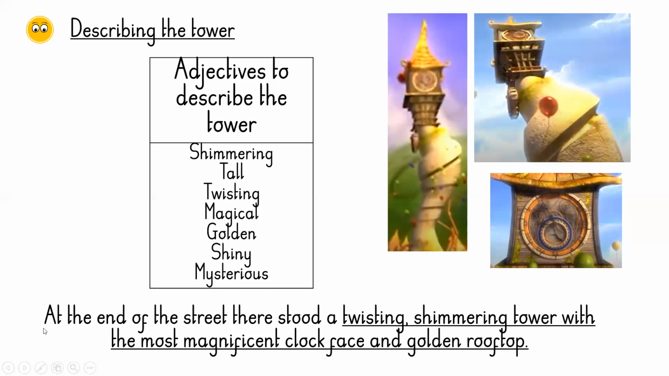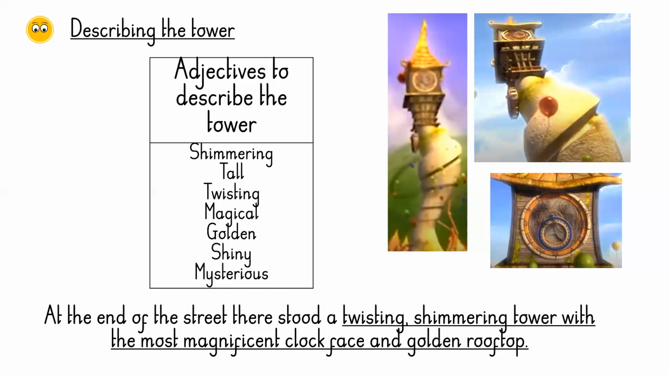Okay, so my example sentence: at the end of the street, there stood a twisting, shimmering tower with the most magnificent clock face and golden rooftop. Okay, so nice and simple. I've given you some adjectives to describe it, and I've also given you some information about the fact that it has a clock face and a golden rooftop. So it's given you a nice, clear image of the kind of tower that we are thinking about. Okay, so that's sentence one.